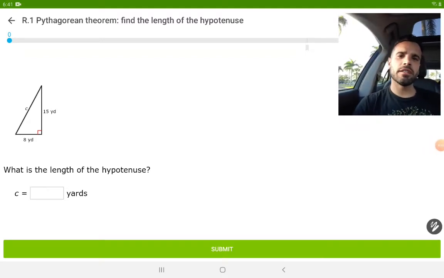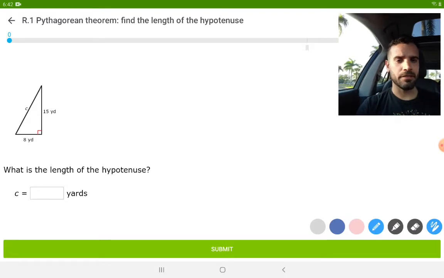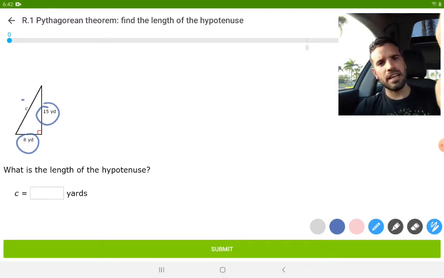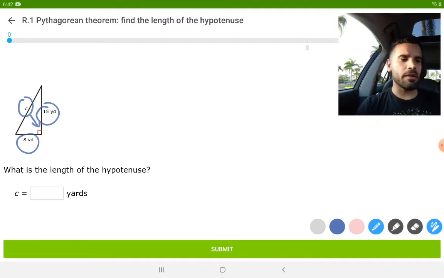In this one, we're going to go ahead and talk about the Pythagorean theorem and how to find the length of the hypotenuse. Now, let's talk about what a hypotenuse is. Well, in a right triangle, we can find the length of any one side as long as we're given two of the sides. Now, the two smaller sides, like in this example, the 15 and the 8 yards, those are what we call the legs of the right triangle because they're the shorter sides. The side directly across from the right angle, that's what we call the hypotenuse.